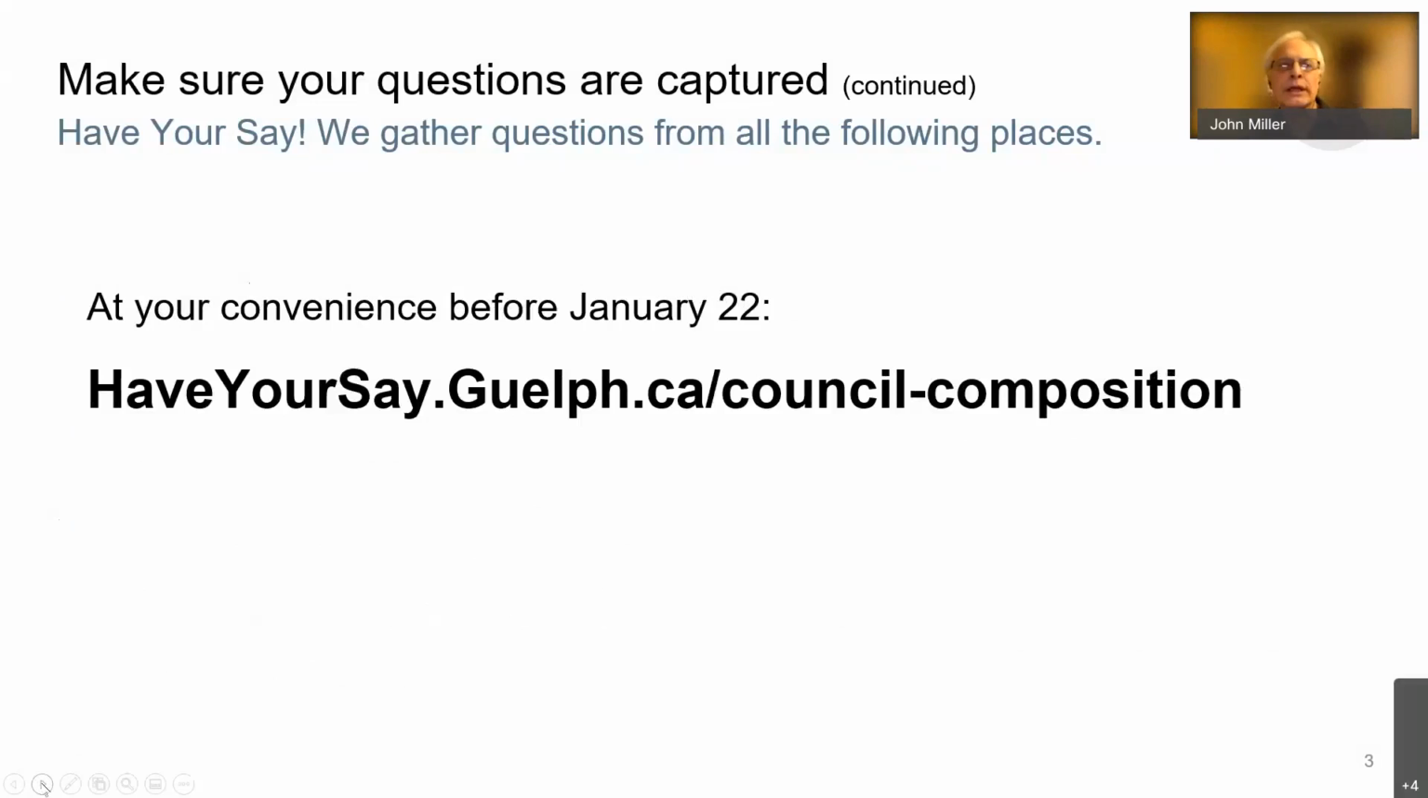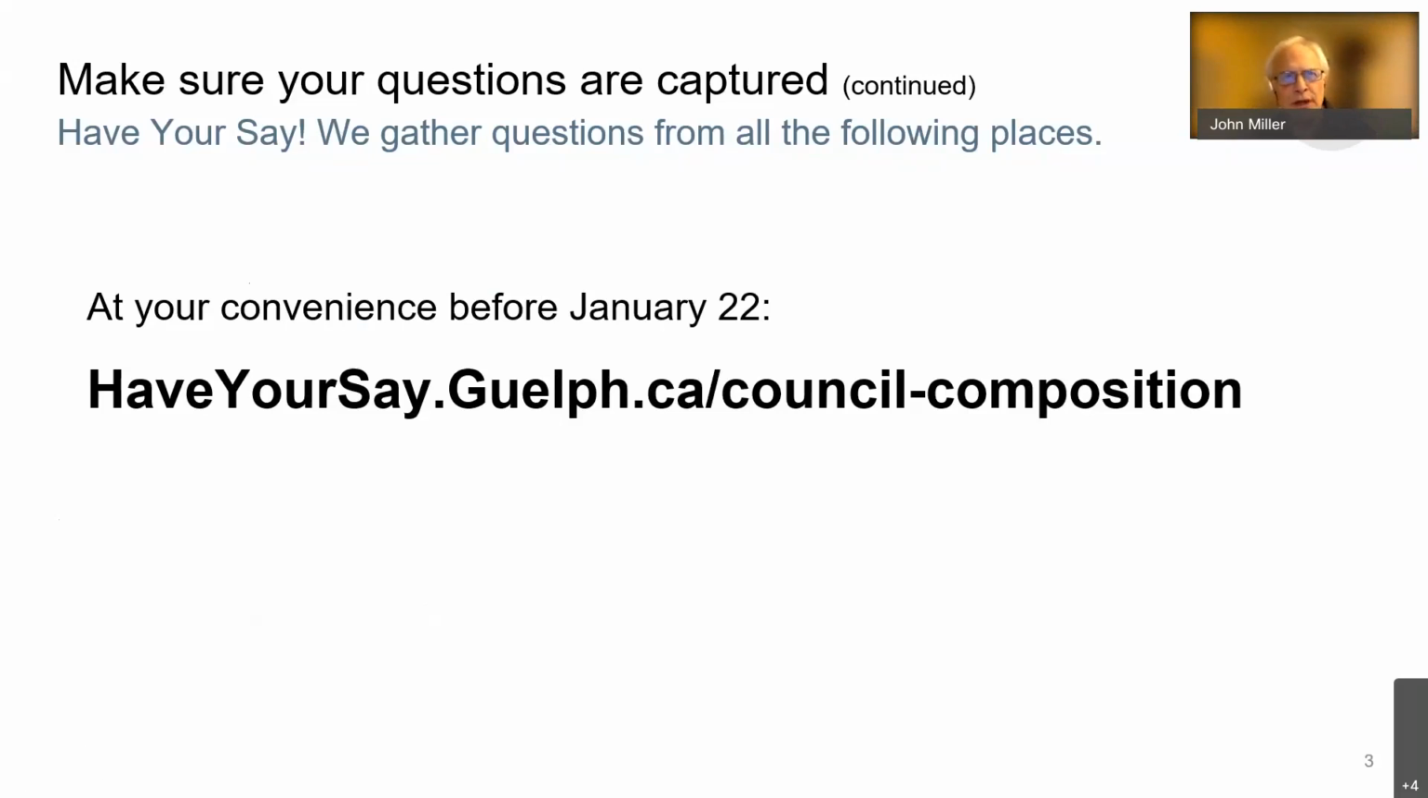Most importantly, make sure that by the end of this evening, you go to a website called haveyoursay.guelph.ca/council-composition. It's up and open and waiting for your comments and your questions until January 22nd. The entire consultation ends up funneling through that site. So it's very important that you register that. We'll be repeating this throughout the presentations and conversations tonight.